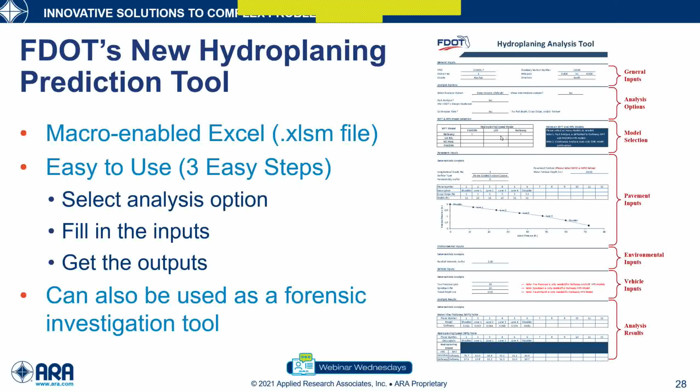So you can select them all or select the ones that you're interested in. And if you remember the different factors that affect hydroplaning, we have the pavement factors, the environmental and vehicle factors. So you will be asked to input this information. And on the same screen, you're going to have the results.